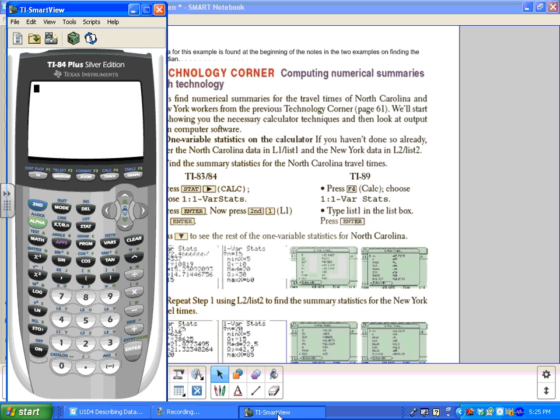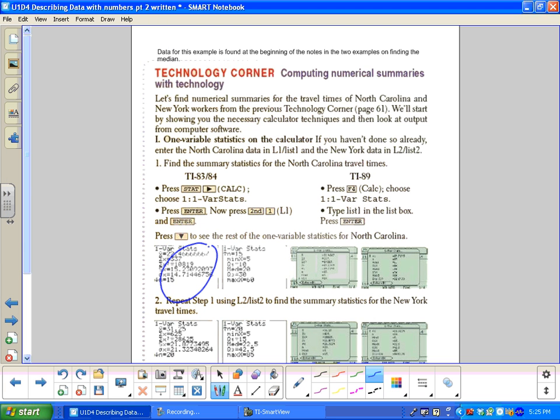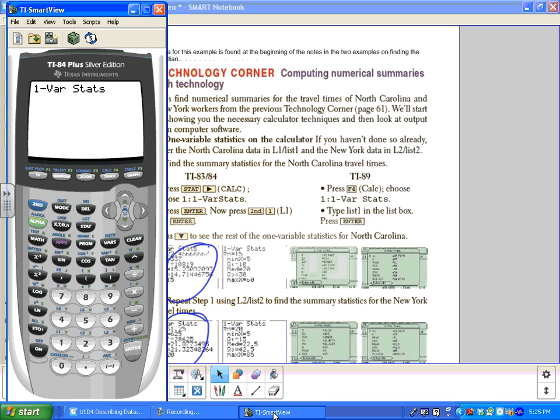So we put all the data into L1. You don't have to order the data, just put it in there as it is. And then remember how we do this. So you press Stat, we go over to Calc, we hit Enter. And if we want to find the average and standard deviation for North Carolina, which is going to be what's over here on this left side, as well as the 5-number summary, then what we're going to do is we're going to put second 1 because our data for North Carolina is in L1. And then we're going to hit Enter.